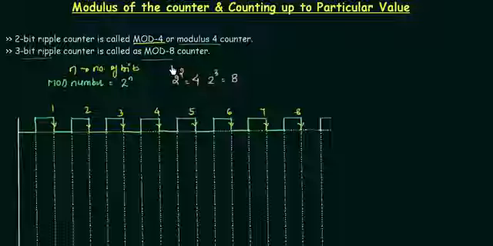So we call 3-bit ripple counter as a mod 8 counter. I'm telling you this because when you face a problem of counter, then definitely most of the time they will use this word mod 4, mod 8, mod 7, mod 6, mod 5. So you must know what this mod is.